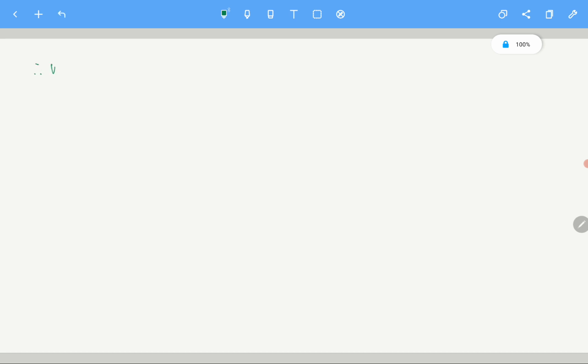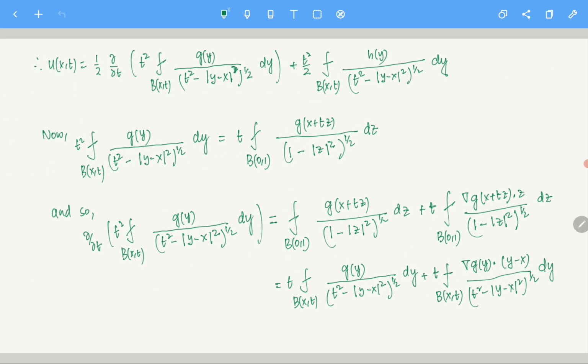Therefore, what is u of x,t? Now let us write down what the ultimate formula is. This is half... I'm just putting everything together. I'm not calculating because it will become bigger. If you are not convinced, please do it yourself. There is nothing to do, you have this thing, you just put it together with this h, that's all.